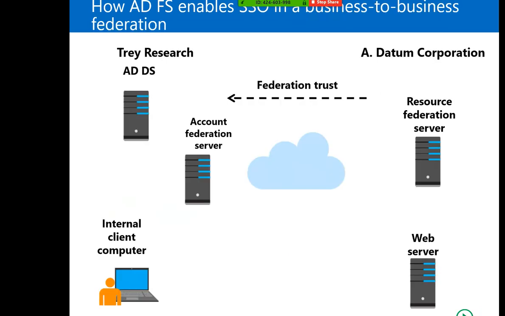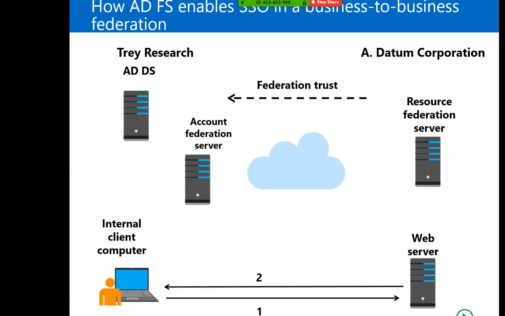Another example, this is Fay Research. This is one of the companies, and this side, A Datum, is another company, right? So A Datum Corporation has a web server, and Trade Research has ADDS and their internal client computer. So this client wants to access the web server.